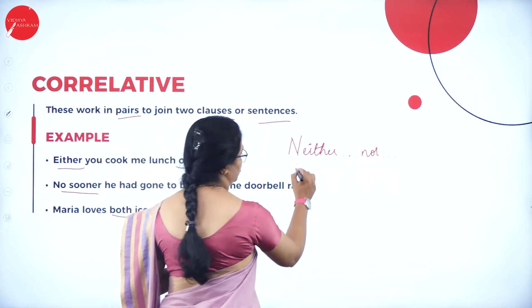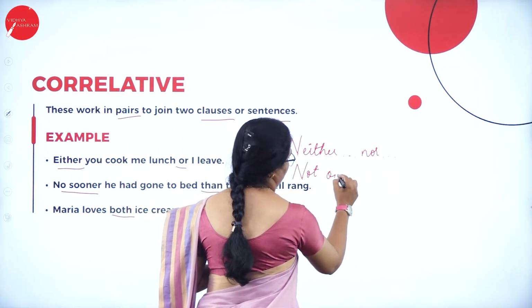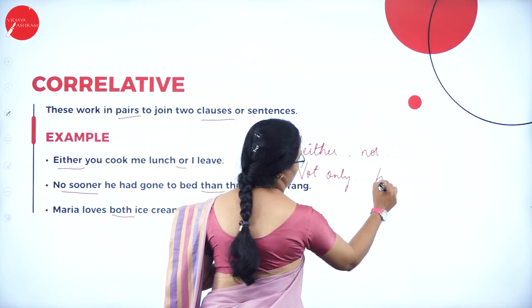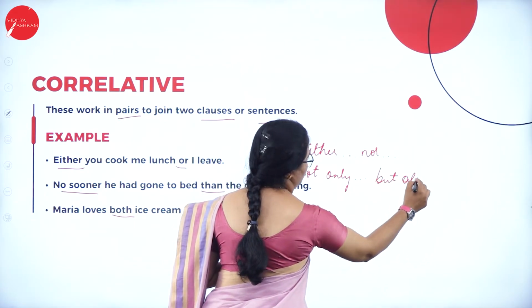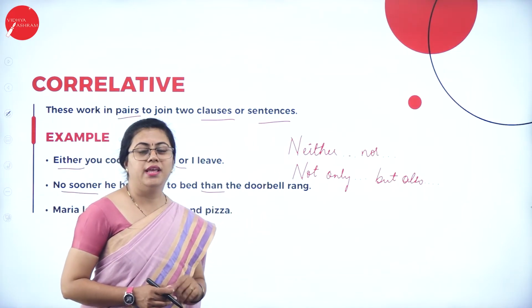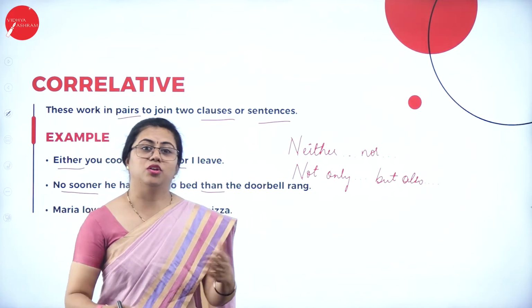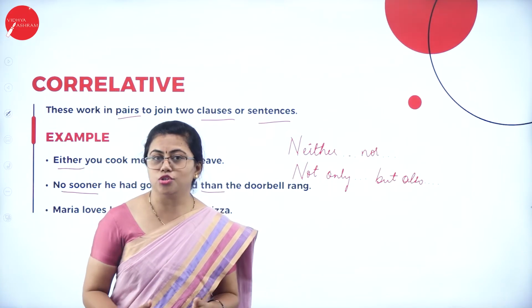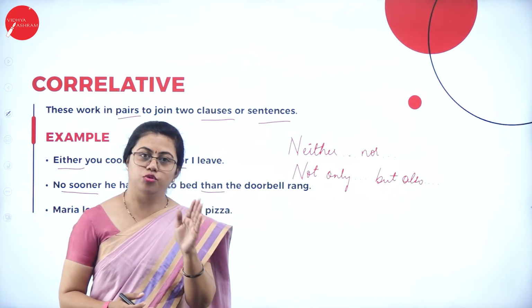Then you also have not only but also. You should not use this but also separately. You have to use it with not only. For example, saying, "Ma'am, I'm telling him, but also he is doing the same thing," is not the right way. You always have to use but over there.